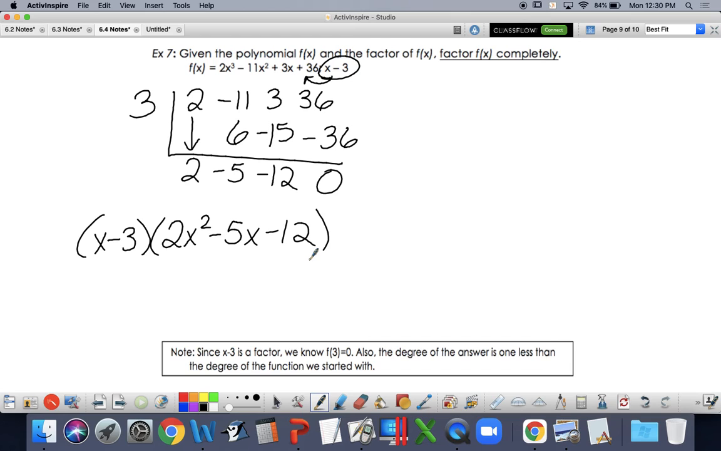Technically not, because the only factors of 12 are 6 and 2, 3 and 4, and 12 and 1, and they don't add up to 5. But you've got this 2 out front. It's not a 1x squared. Oh yeah. So you might have to guess and check or do grouping.